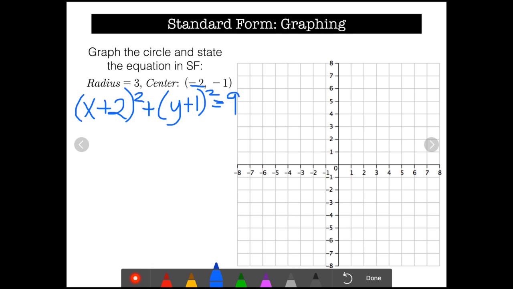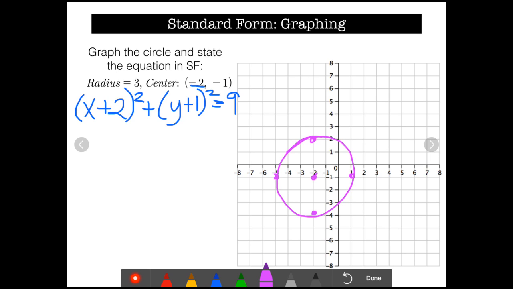Okay, and then now to graph it. We'll go to the center first, right there at (-2, -1), and since we know the radius is 3, we can just go up 3, down 3, and 3 on both sides, and then just go ahead and turn that into a circle. Well, that was a pretty good circle actually.